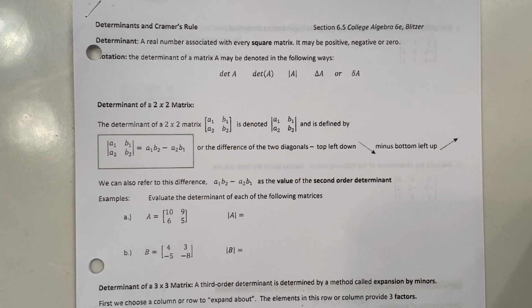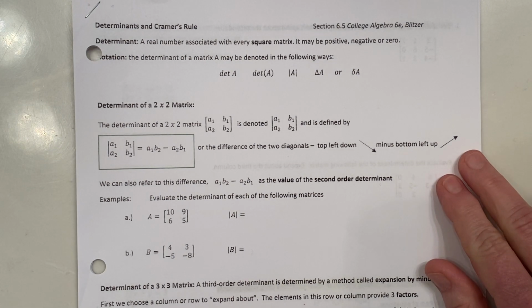In this lesson, we're going to be looking at determinants and Cramer's Rule. This is section 6.5. So let's define a few terms and some notation before we get started looking at determinants.